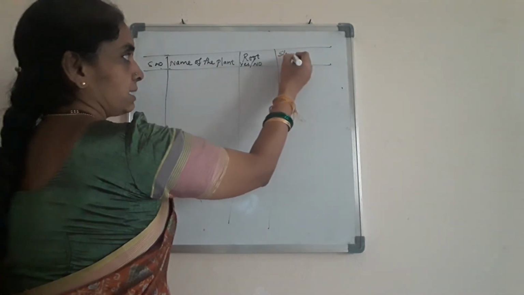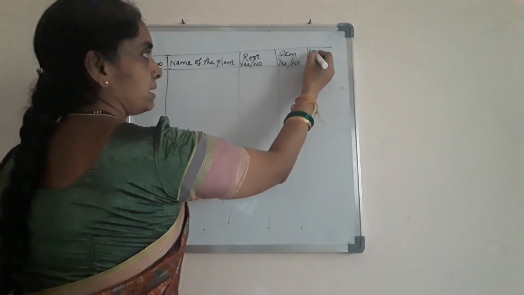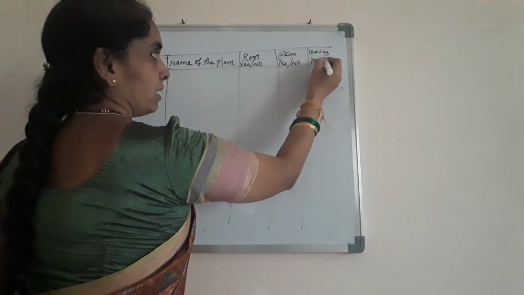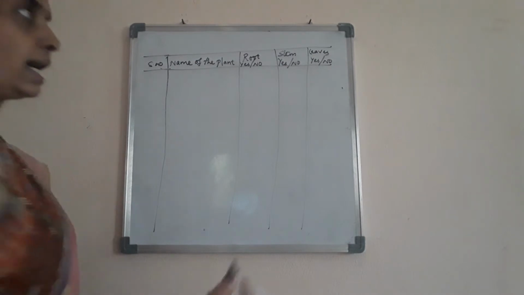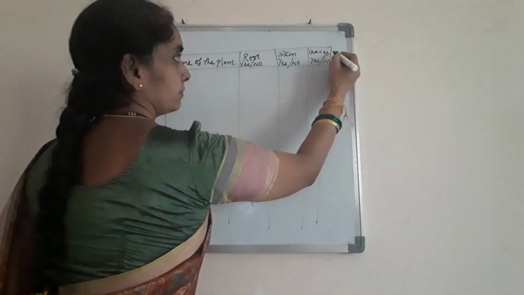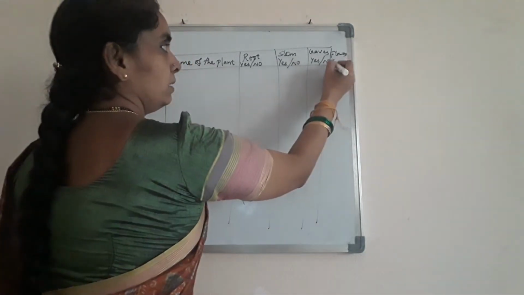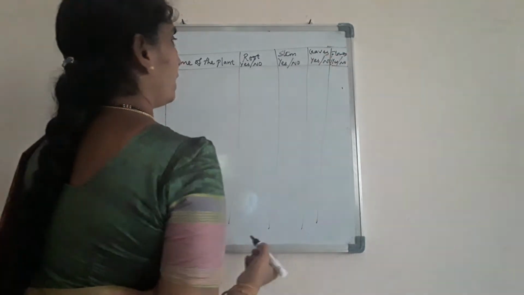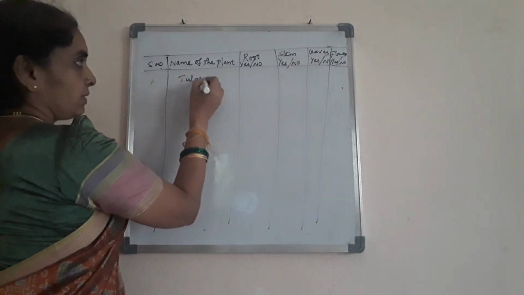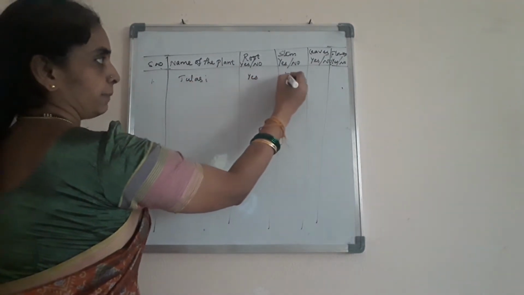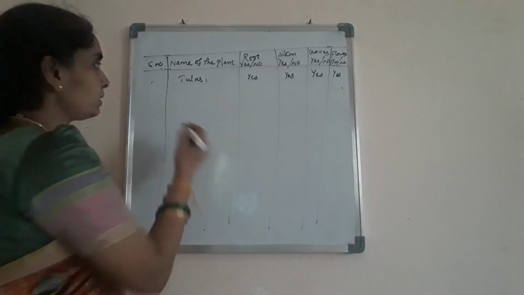Next, whether it contains stem or not. You have to write yes or no. Whether it contains leaves, yes or no. In a similar pattern, you have to write whether it contains flowers. Okay children, in this form you have to write the notes. First I have shown you the tulasi, isn't it? Whether it contains root? Yes. Stem? Yes. Leaves? Yes. Flowers? Yes. You can see the flowers also in the tulasi plant.